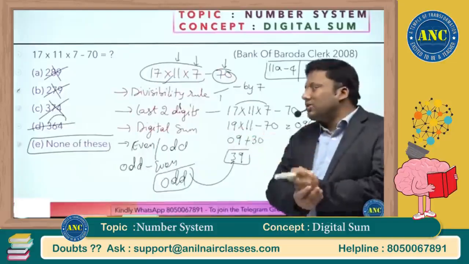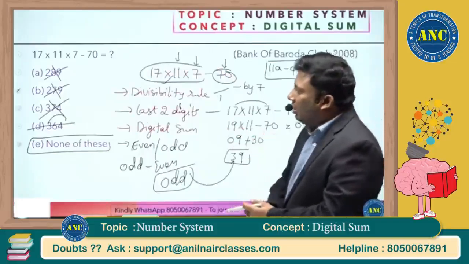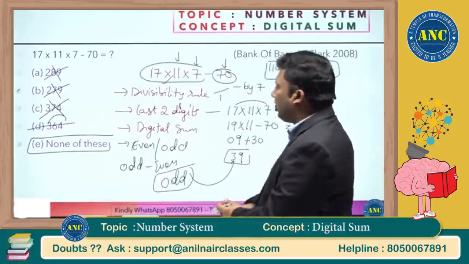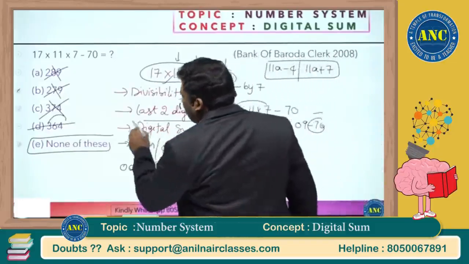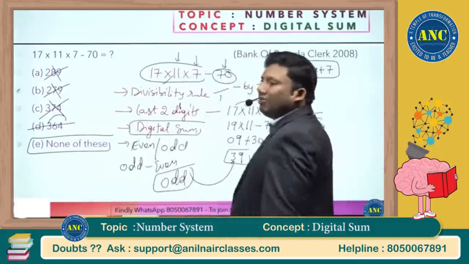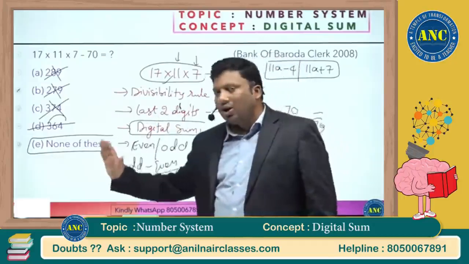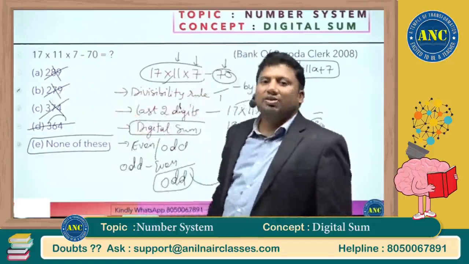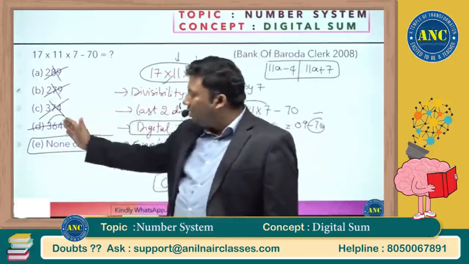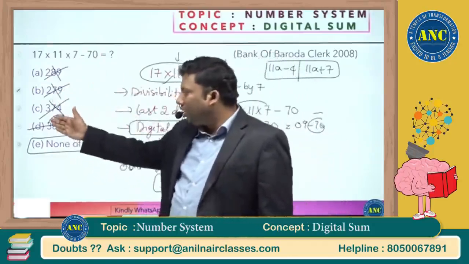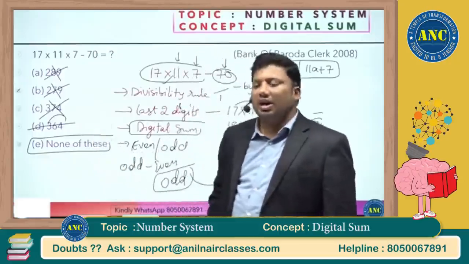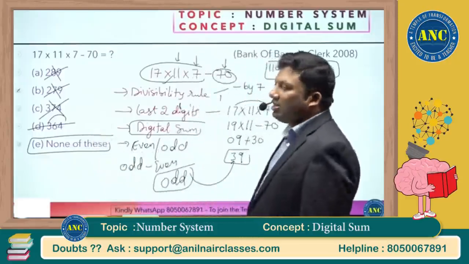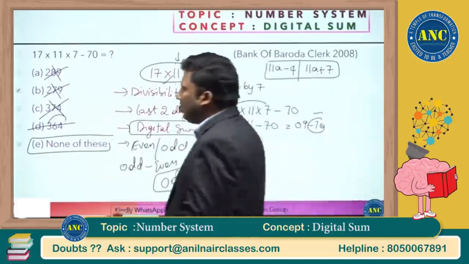You can look at the question from multiple angles. In case we are very sure that the answer is none of these. Why? Because it should be an odd number. These three are eliminated because they are not divisible by 7. These are divisible by 7, but it should be an odd number. A, B, C and D are eliminated. So the answer is none of these.